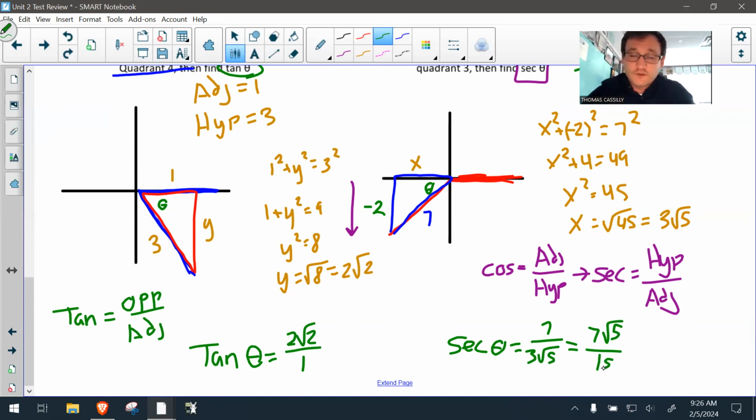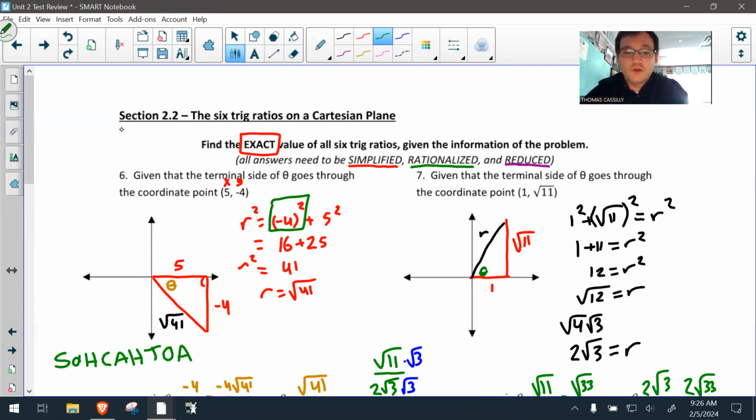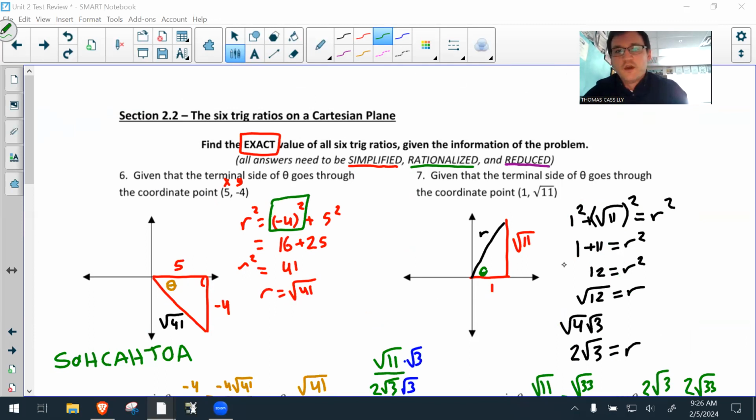That is page 2 of your test review. Again, this covered section 2.2 in your notes and in your homework. So we'll see you guys for part 3.